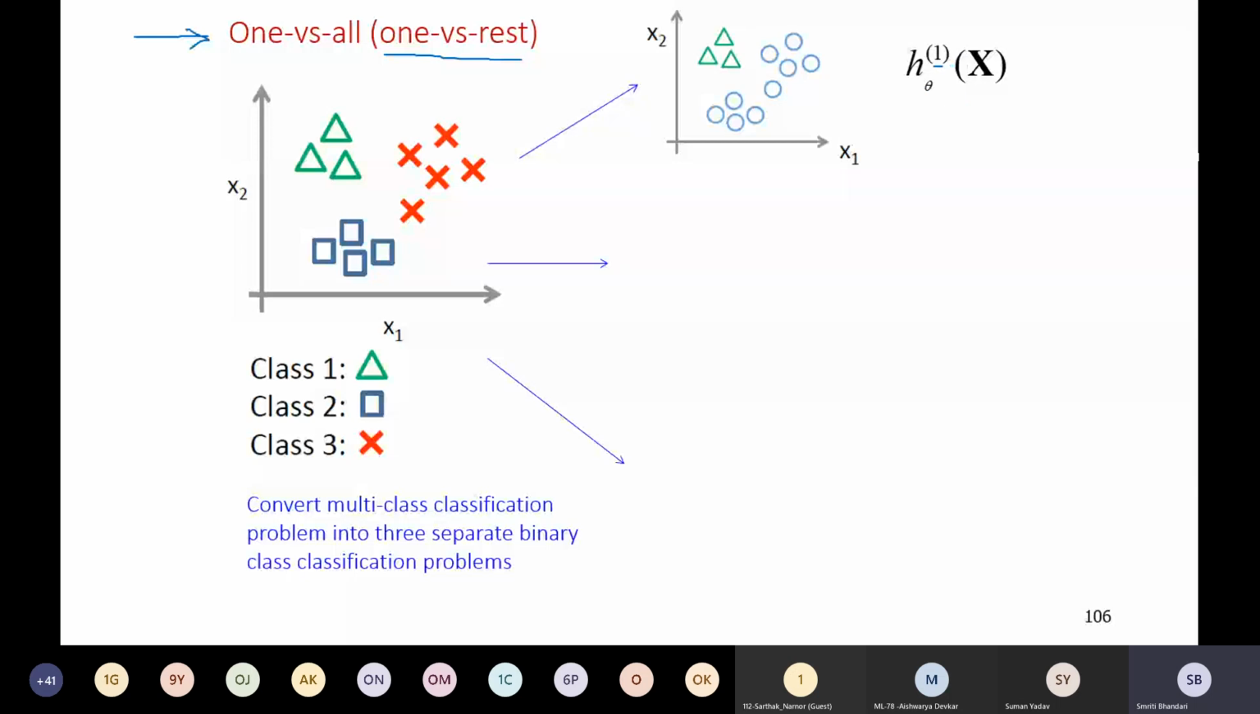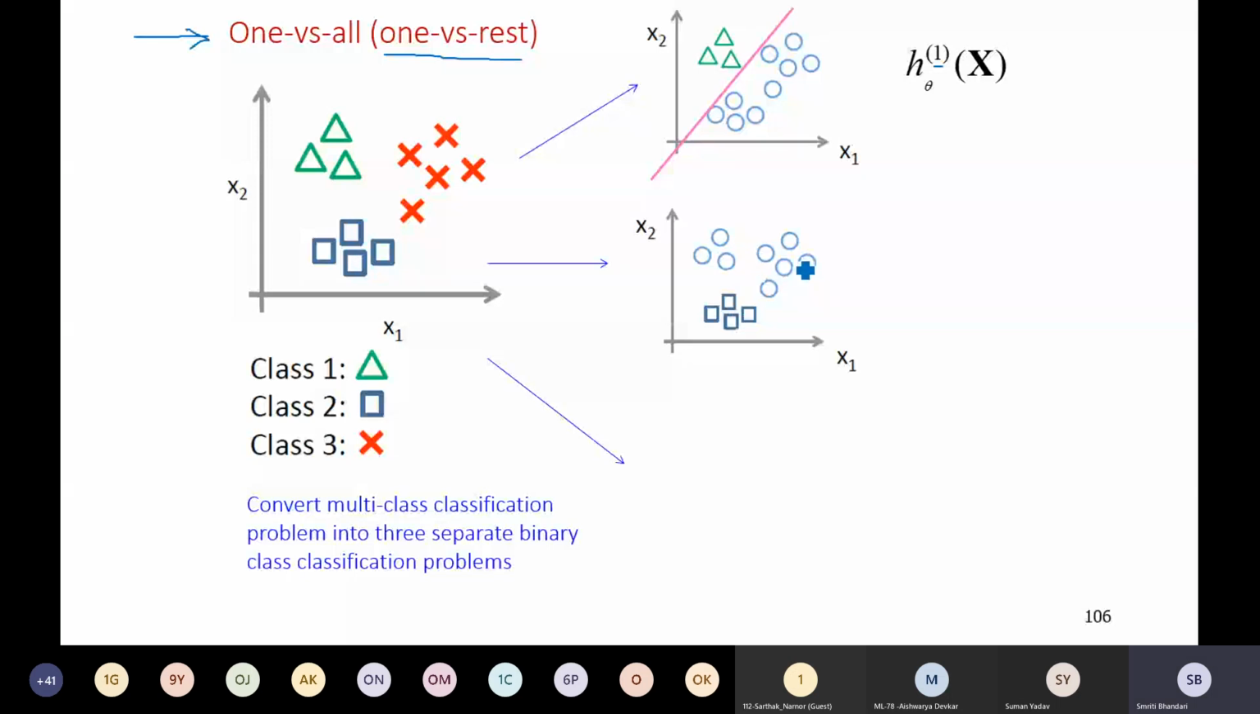Hypothesis for class 1. Correct? So let us assume that I have come up with this hypothesis, this decision boundary. Now this similar logic we are going to apply two more times to learn class 2 as well as class 3. So in the second problem, we are keeping the examples belonging to class 2 as it is, and the rest of the examples are given another class.